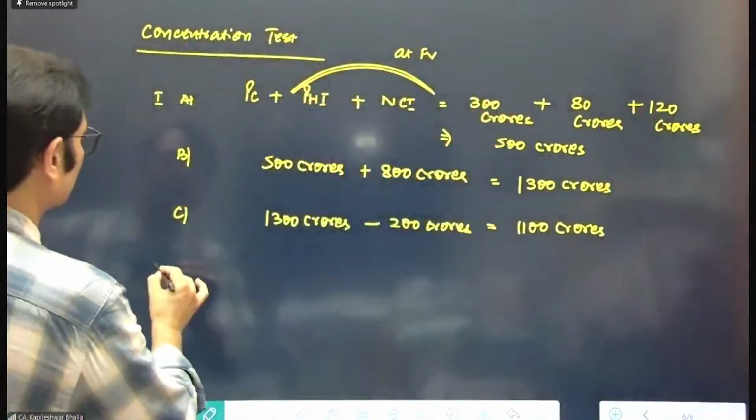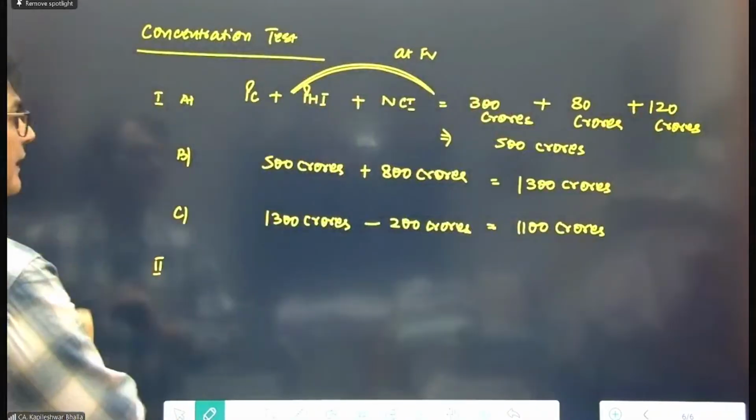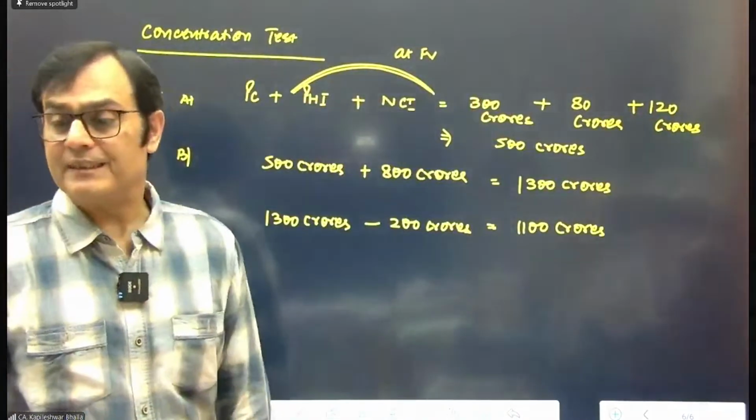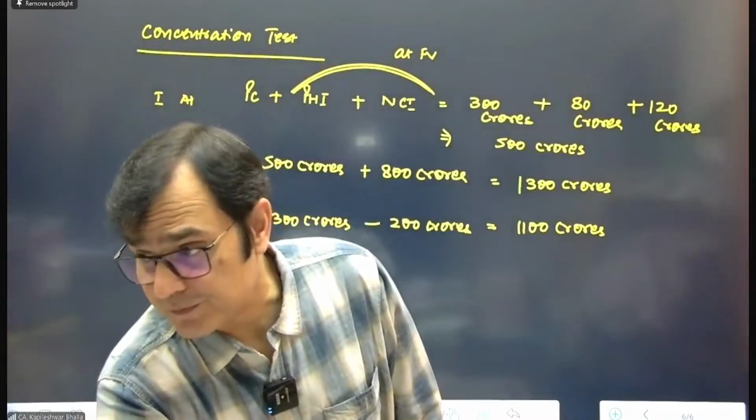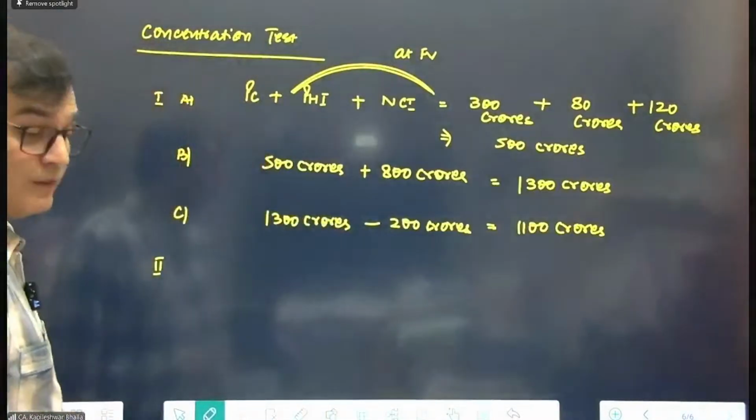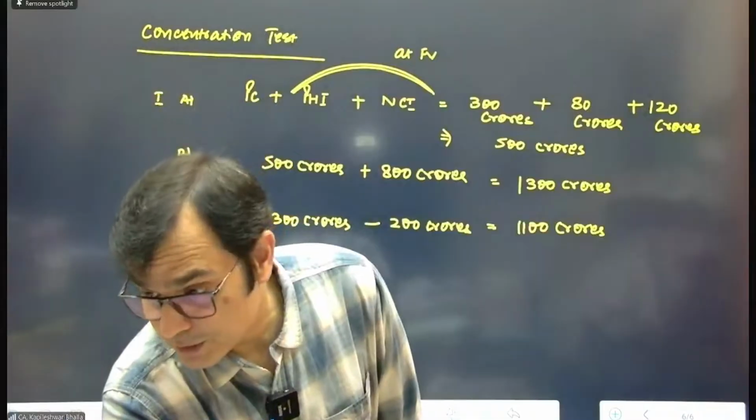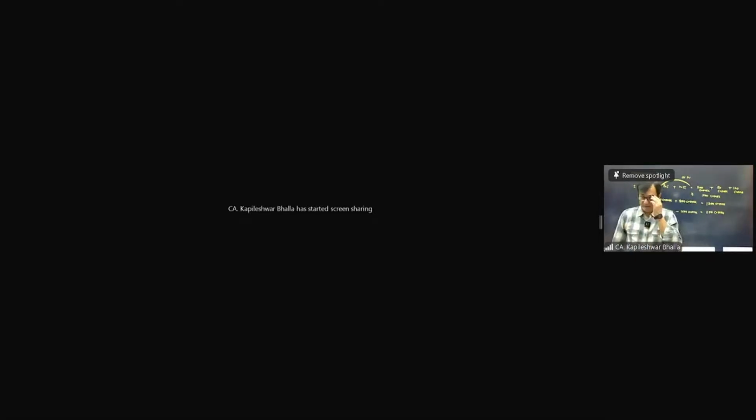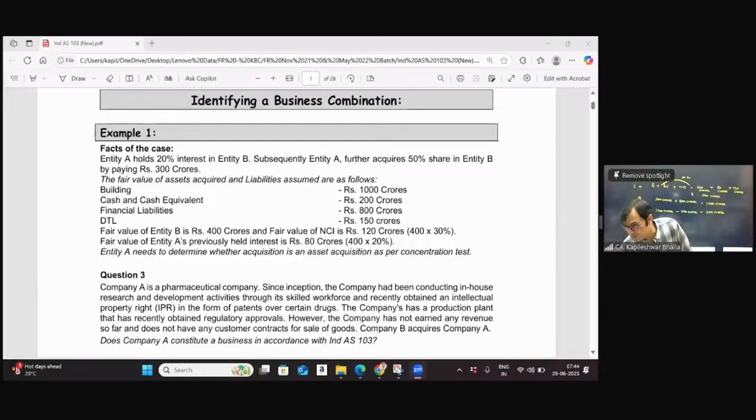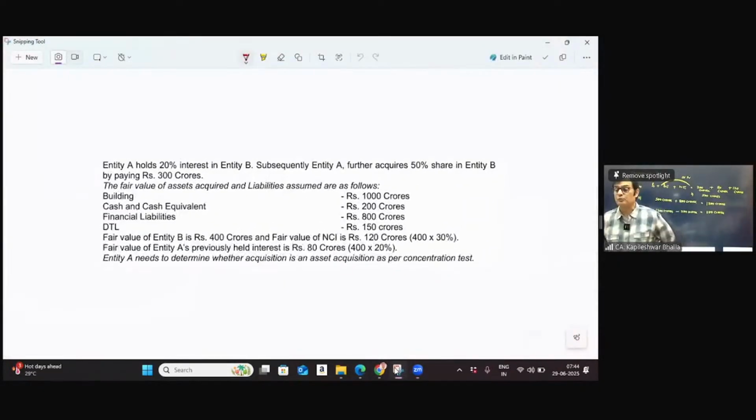Now the next is step number 2. Can you identify the asset which has the highest fair value in this particular case? Show me the question, sir. Oh, Building, yes, sorry. I think the building has 1000 crores, I believe. That's absolutely correct. We have the business building in the question, which is a total of 1000 crores. So the asset with the highest fair value is 1000 crores.